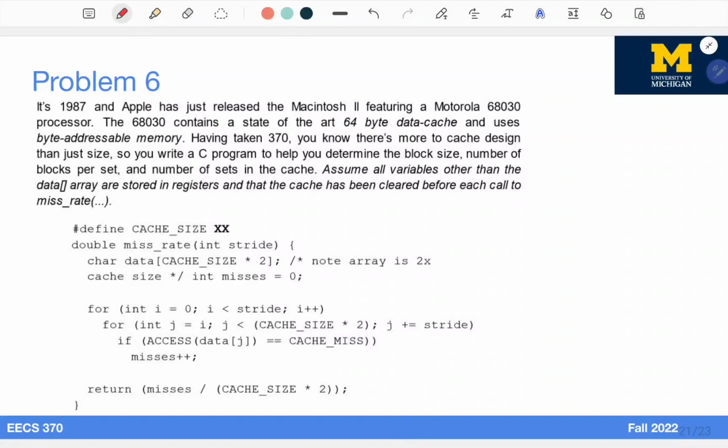Hi, welcome back. In problem 6, you're given a piece of C code and you need to use it to determine the specifications of a cache. First, let's understand the access pattern of this C code.